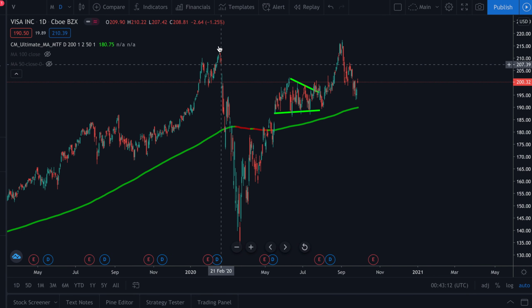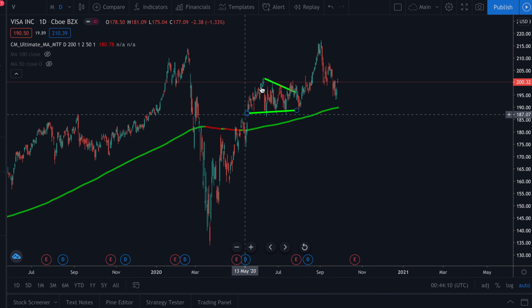So back in June and July, Visa was consolidating within this range. We eventually broke out of it and then retested the bottom of the range and then just had a pretty explosive move. But now it's giving us a second chance for those of us that didn't get an opportunity to take advantage of this move. And yeah, it's pretty much exactly where we were back in May and June.